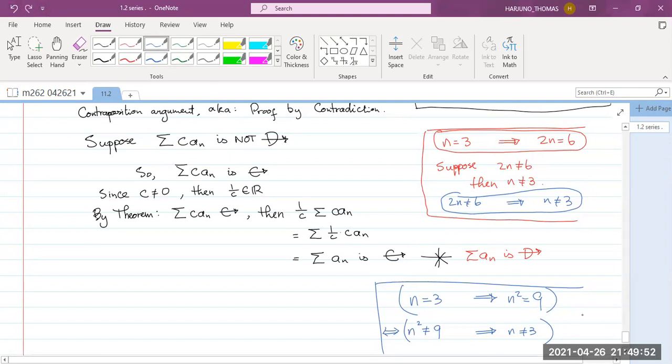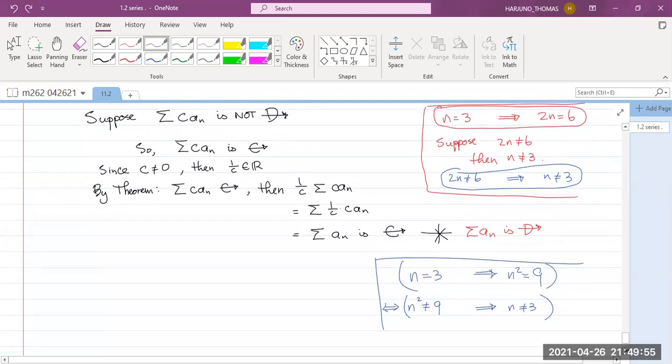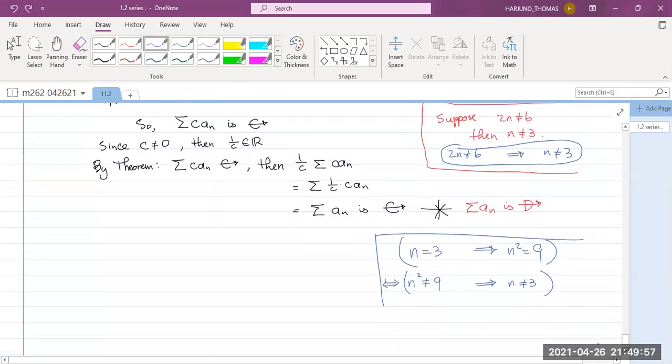Okay? Now, the better illustration is actually the last one here. If n equals 3, then n squared equals 9. But if n squared does not equal 9, then n cannot be 3. Now, what does it have to do with the if and only if thing? Notice that I cannot say the following: n squared equals 9, therefore n equals 3. It is not true that n equals 3, is it right? That's not true.